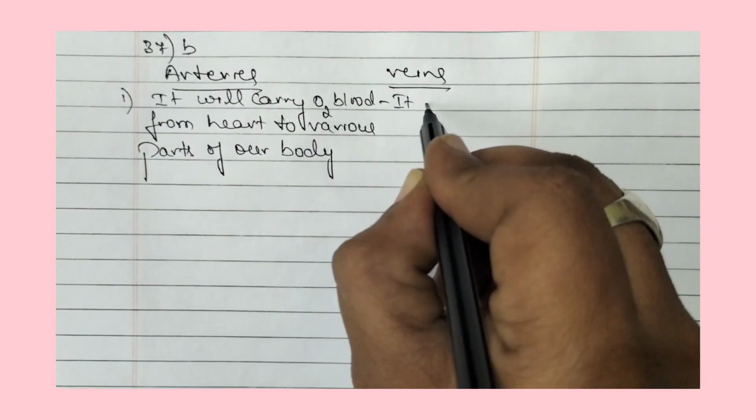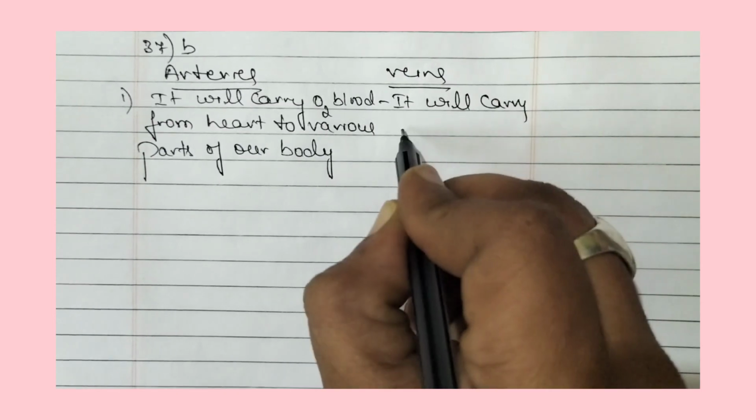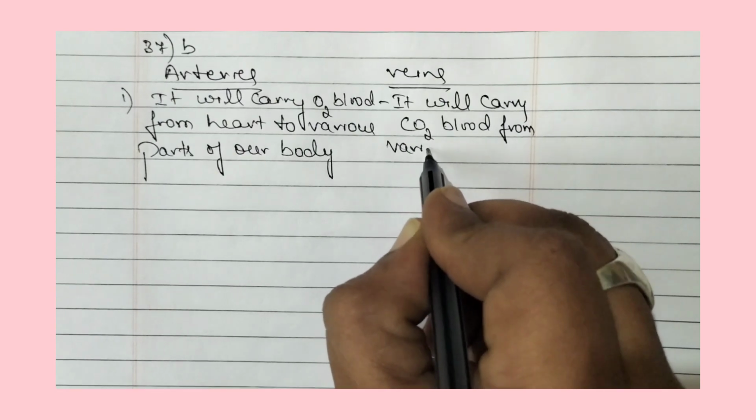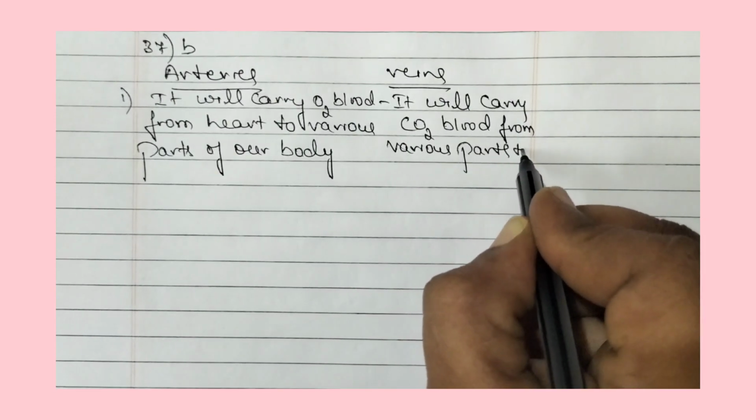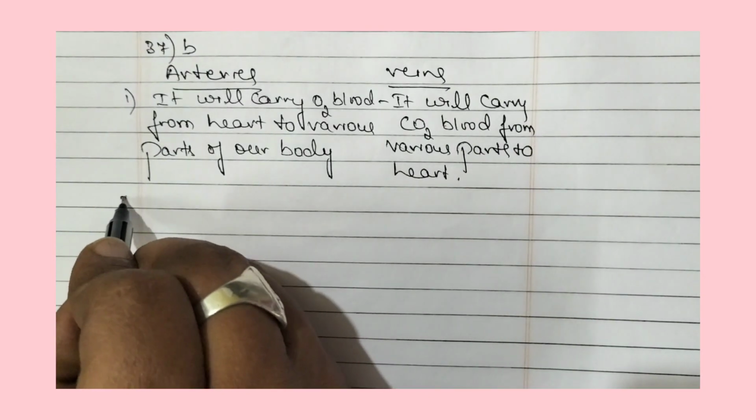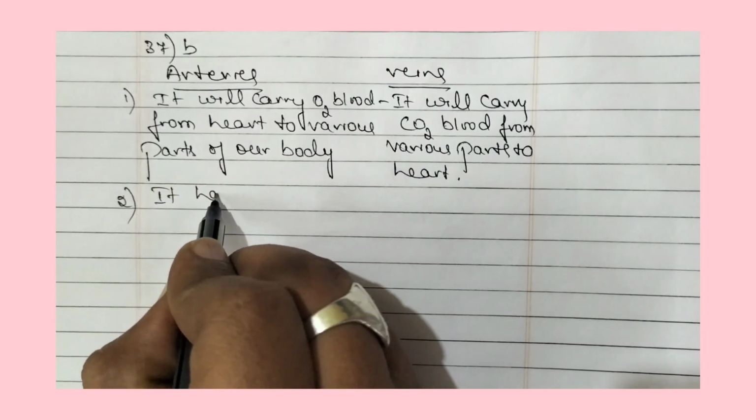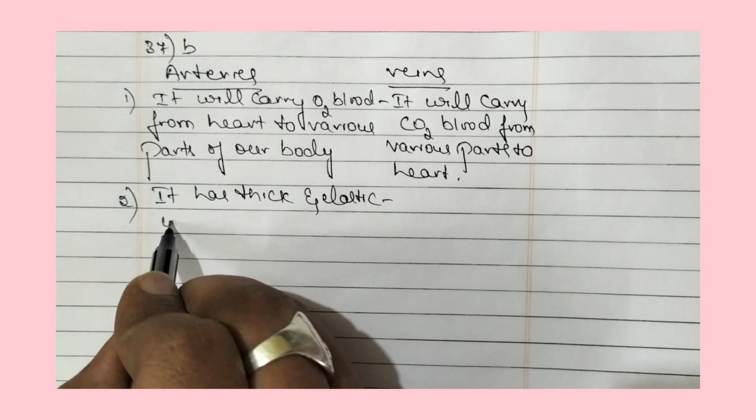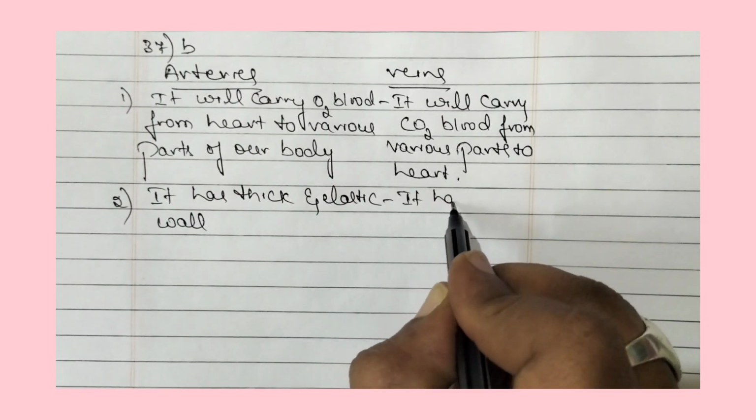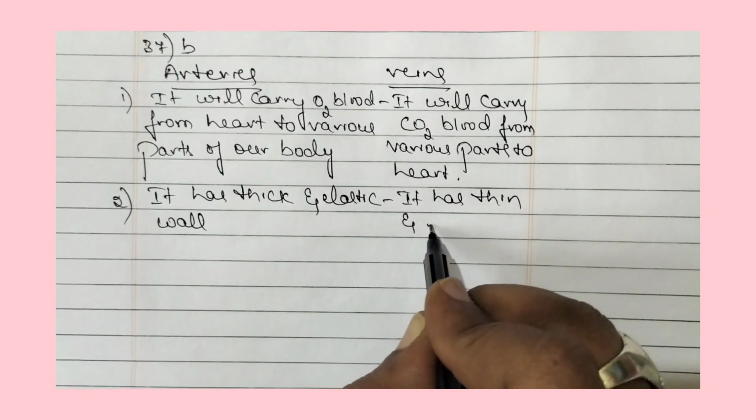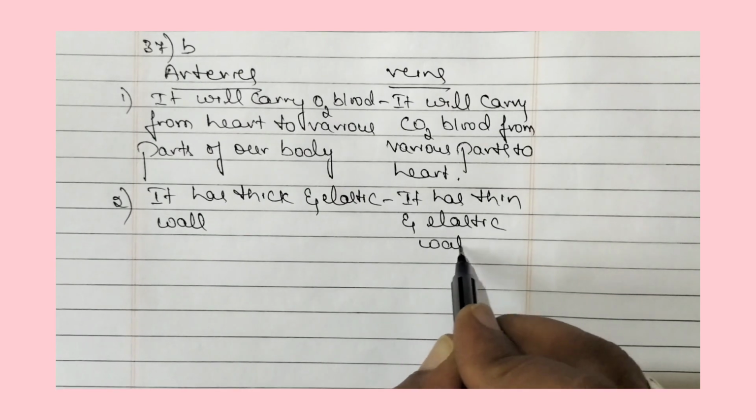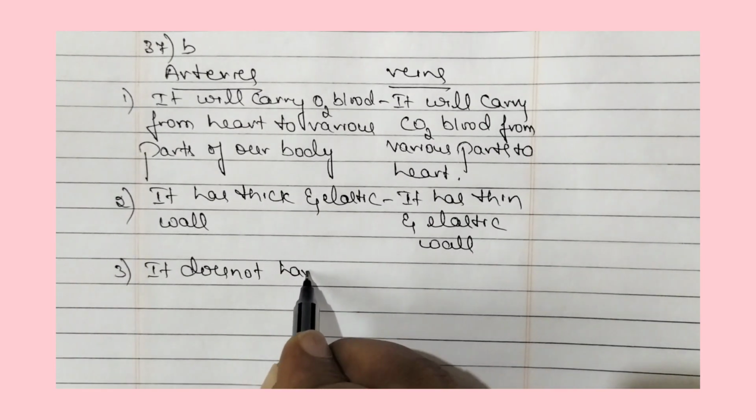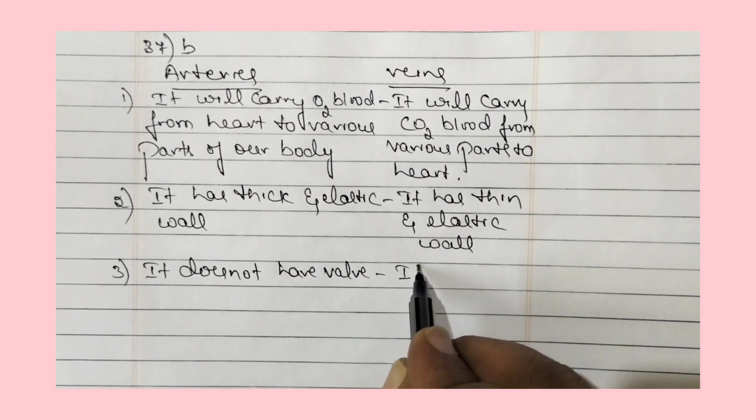Then veins, it will carry deoxygenated blood from various parts to heart. Then the second difference is, arteries, it has thick and elastic wall. Veins has thin and elastic wall. Then arteries do not have valve. Veins has valve.